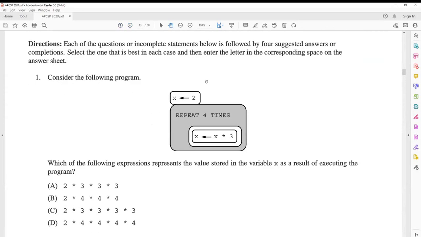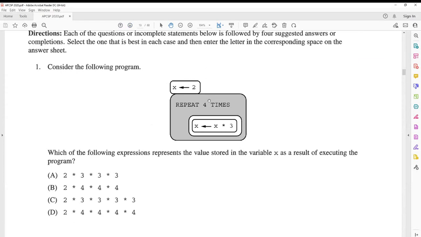Okay, let's work on problem one. In this one, x equals 2, repeat for 4 times, and each time x is multiplied by 3. So let's do this one.